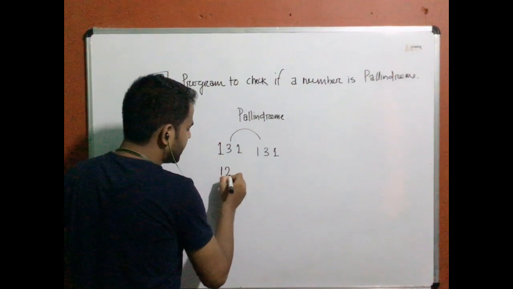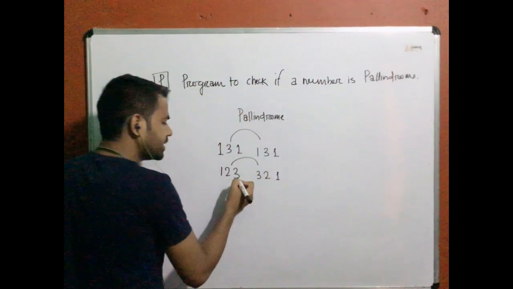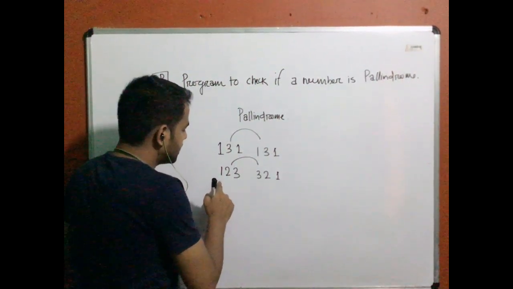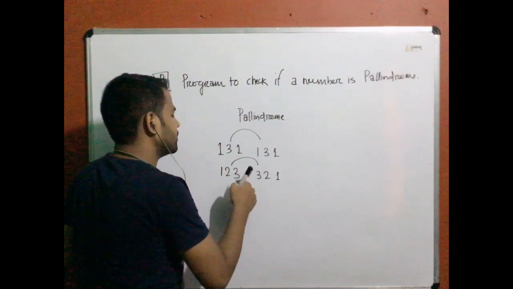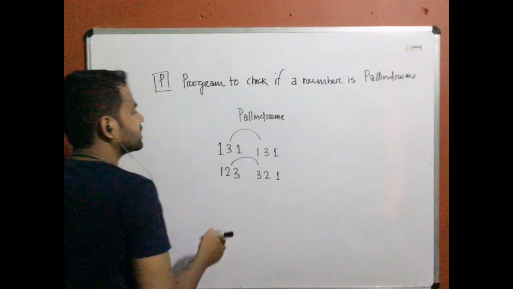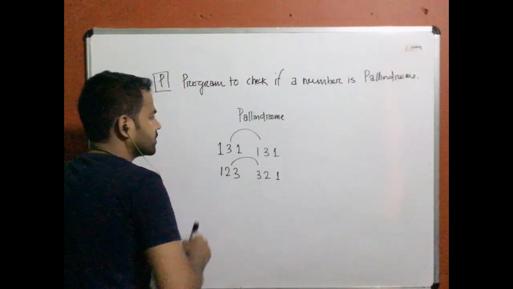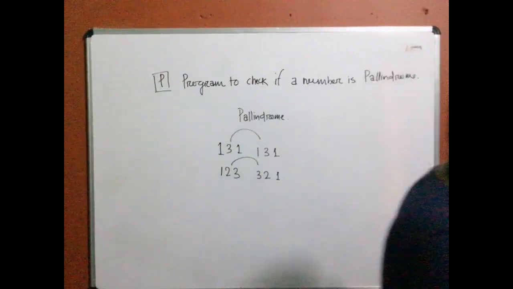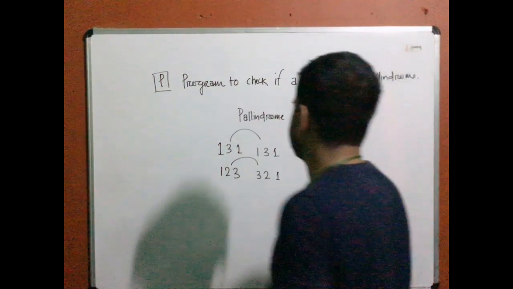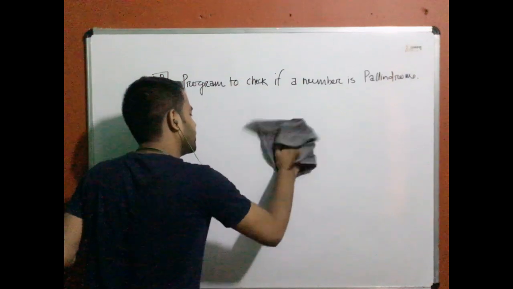For example, 123, if you reverse this number, we'll get 321. 123 and 321 are not palindromes. Why? Because the number is not equal to its reverse. So a palindrome is a number that, if you reverse it, you also get the same number in the result. So we are going to write a program that will check if an input number is palindrome or not.